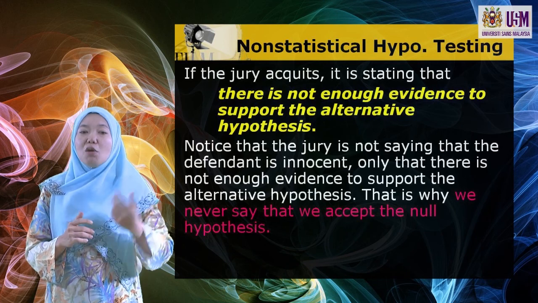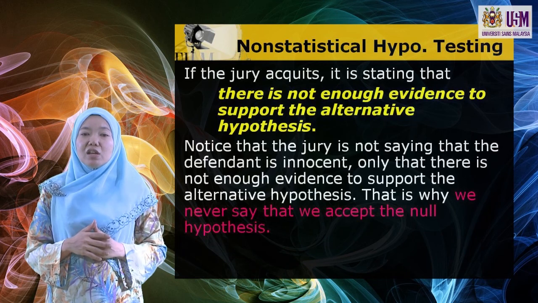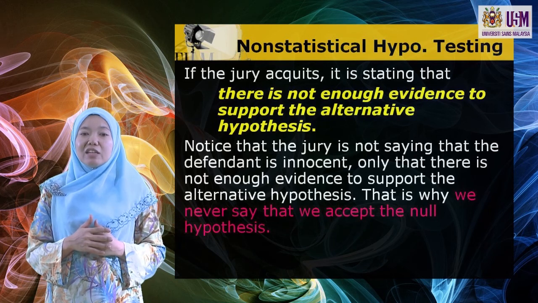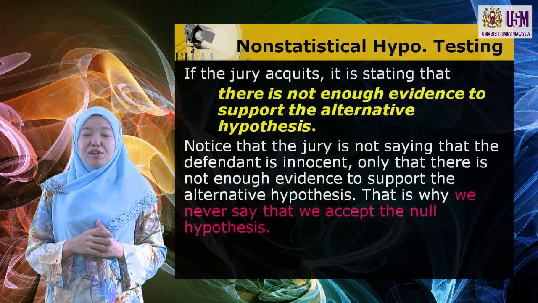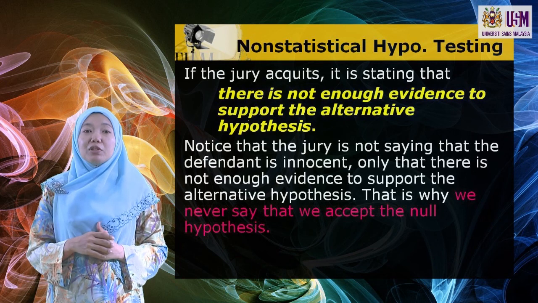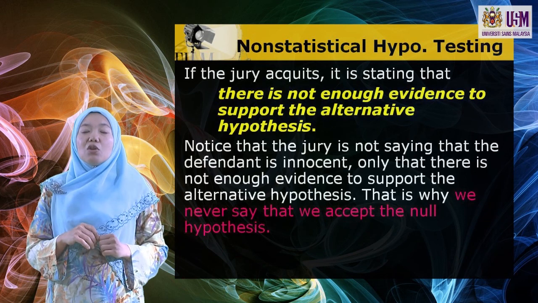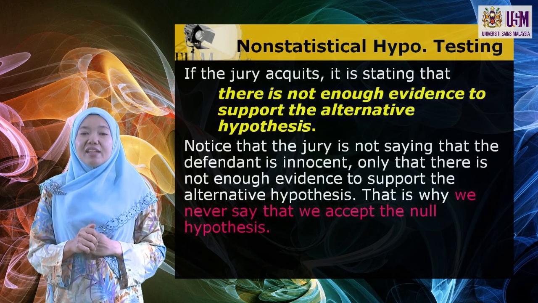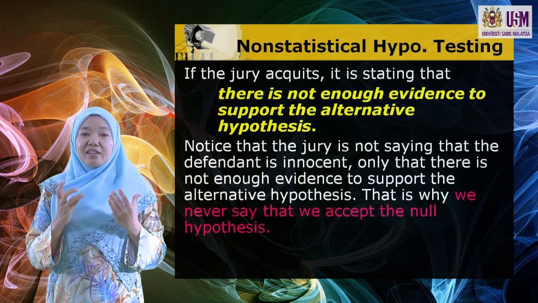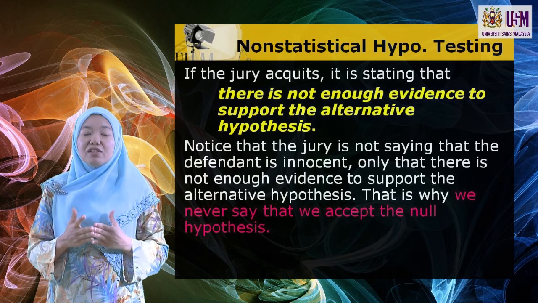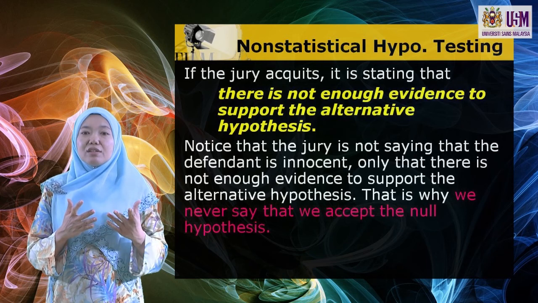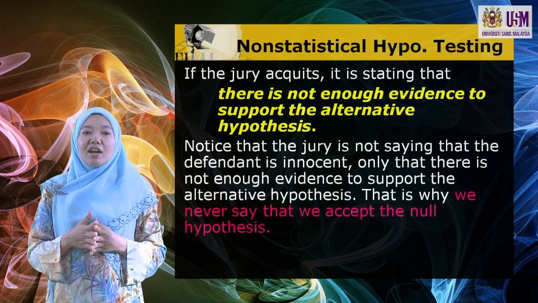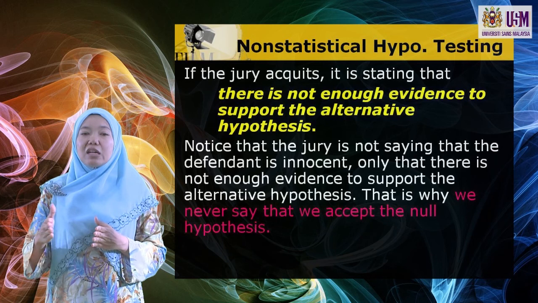When we go back to the case of O.J. Simpson's, I do not have time to elaborate now because that is beyond our syllabus. But if you are interested to know further and to understand the concept of hypothesis testing within this case, perhaps you can Google it from the internet and find that at the end of the day, an acquittal means that there's not enough evidence to support that the defendant is guilty. So in that case, that's why we never say that we accept the null hypothesis.